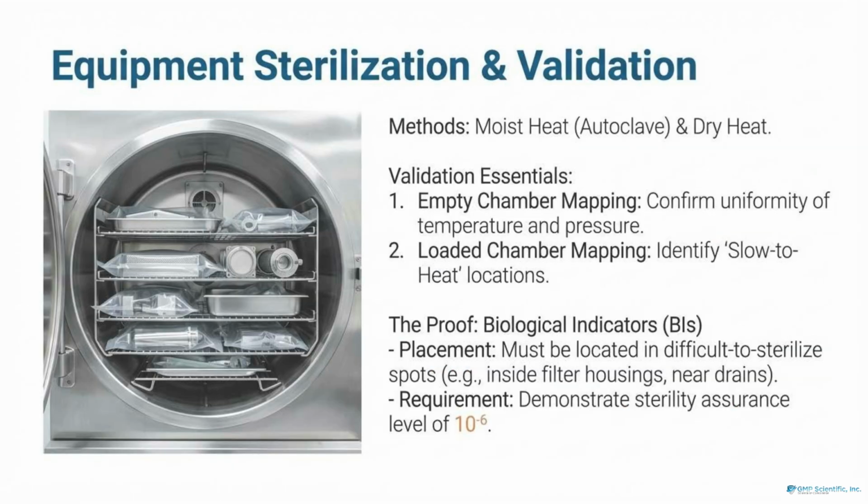Equipment is sterilized using moist heat or dry heat. Validation includes mapping the chamber to find slow-to-heat locations. Biological indicators, placed in the most difficult to sterilize spots, prove a sterility assurance level of 1 in a million.